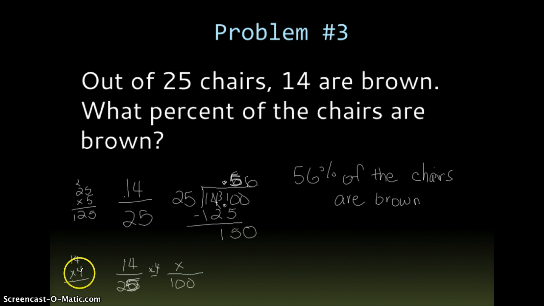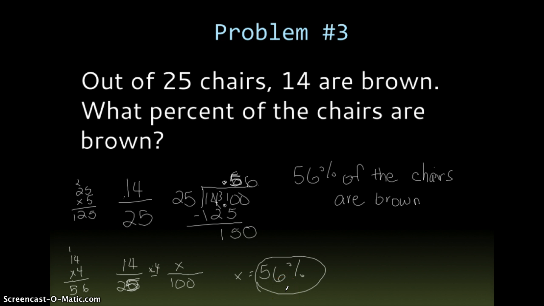So 14 times 4, let's see, 4 times 4 is 16. Carry the 1. 4 times 1 is 4 plus 1 is 5. So we get 56. So x is 56%. And this is also acceptable. Okay? So both ways are acceptable.